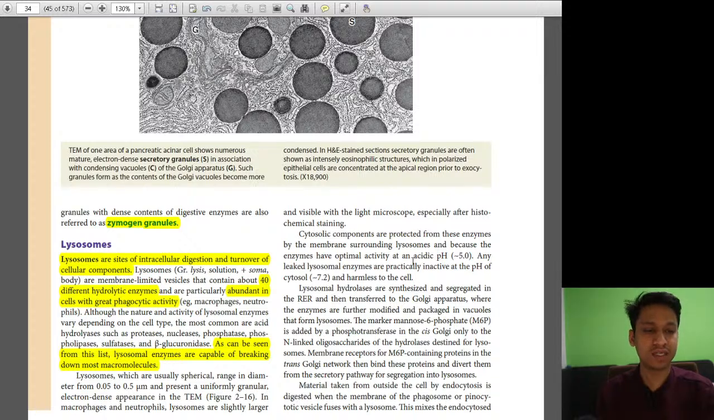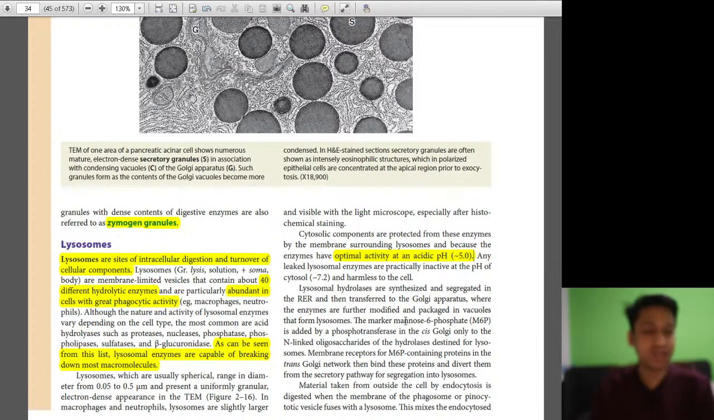We can just remember the optimal activity pH just in case some university asks it. Lysosomal hydrolases are synthesized and segregated in the rough endoplasmic reticulum and then transferred to the Golgi apparatus, where the enzymes are further modified and packaged in vacuoles that form lysosomes. So basically, we know that the hydrolases are proteins, right? All these nucleases and proteases and phosphatases are all proteins. So just how a polypeptide chain is produced on the ER and then goes through the Golgi, the same goes for these enzymes.